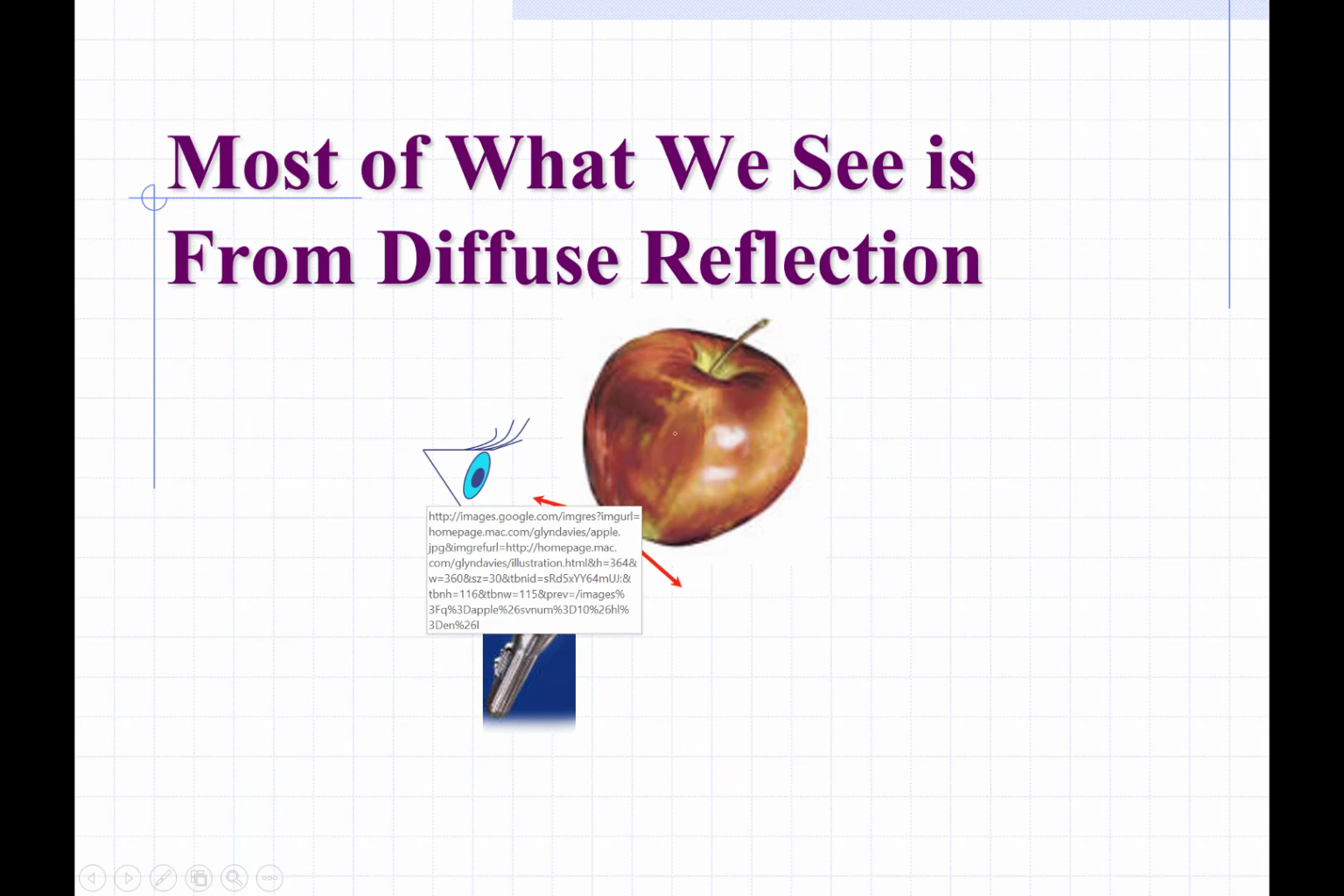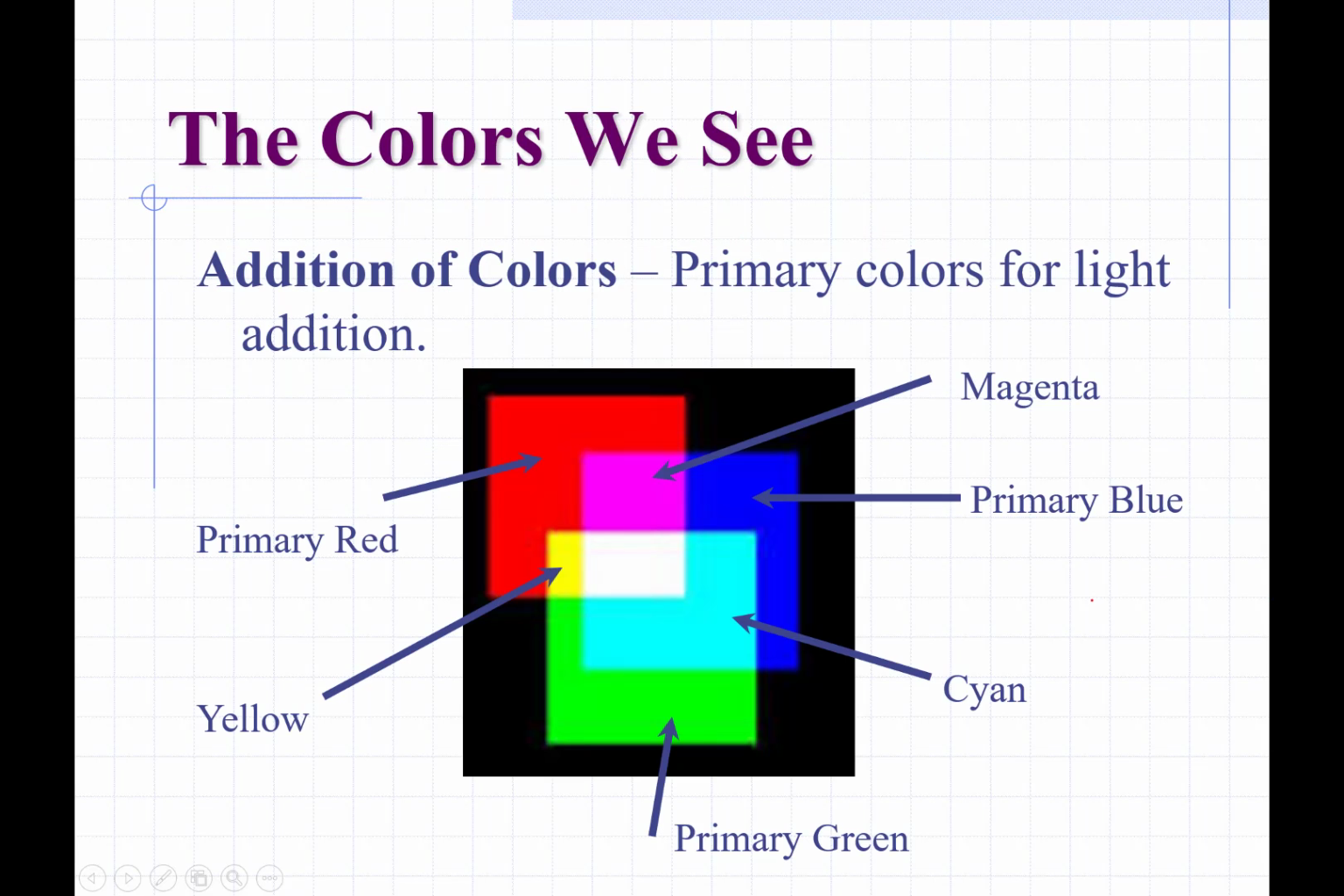Most of what we see is from diffuse reflection because surfaces are rough compared to the size of visible light. For example, this apple, we're shining white light on the apple. Most of the light is absorbed except red light, which is reflected diffusely in all directions. Some of it goes into our eye, and the stuff that goes into our eye is what we see. So the colors we see come from the colors of light that enter our eye.